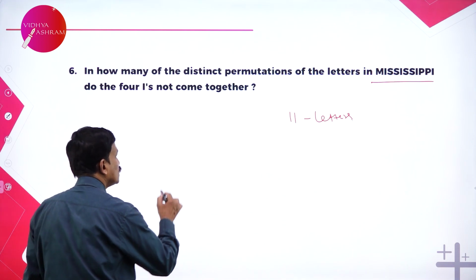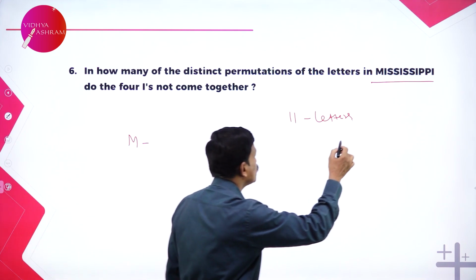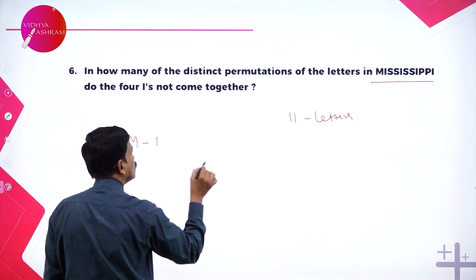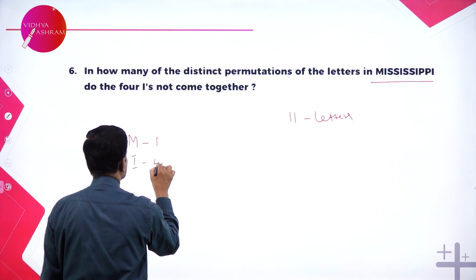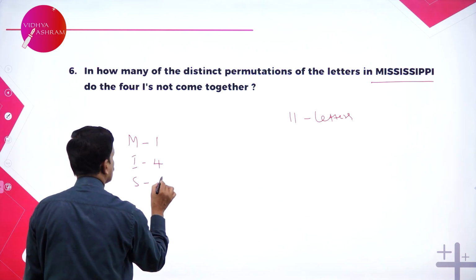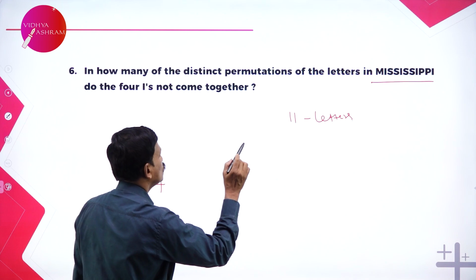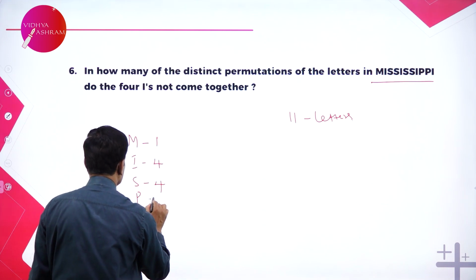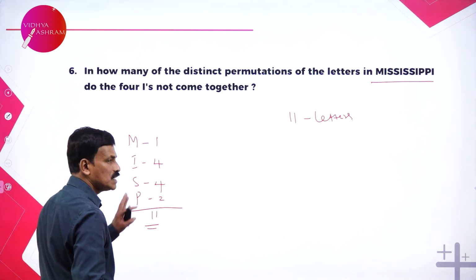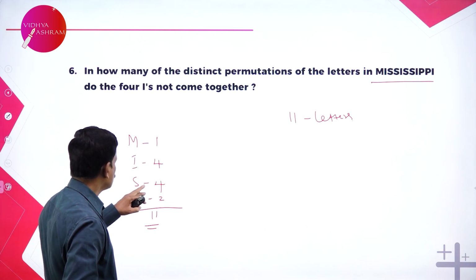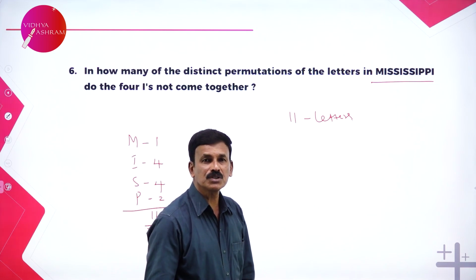Now in the given word there are 11 letters. How many M's are there? There is only one M. I, how many I's are there? 1, 2, 3, 4 I's are there. How many S are there? 1, 2, 3, 4. 4 S are there. And P, how many P's are there? 1, 2. 2 P's are there. So totally 4 plus 4, 8 plus 2, 10 plus 1 is 11. So out of these 11 letters, 4 I, 4 S, 2 P and 1 M. Now first find out the total number of permutations.